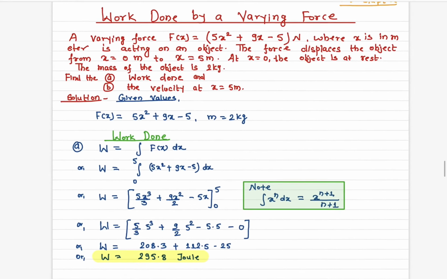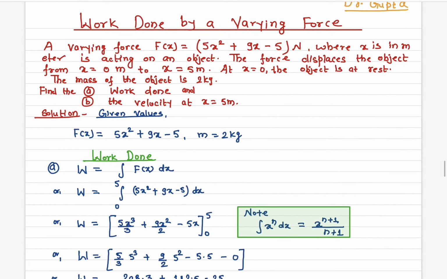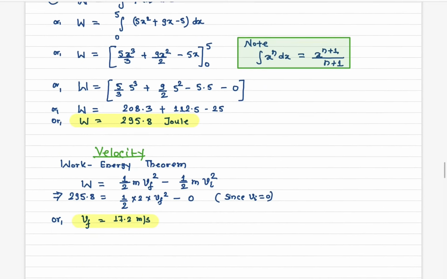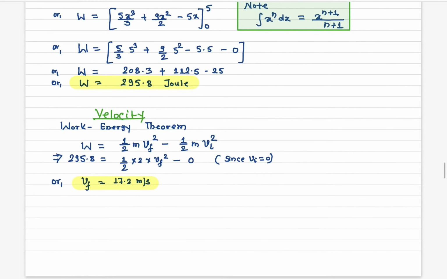The thing you need to remember in this problem is that we have used two very important concepts. The first is how to calculate the work done when the force is changing, the varying force. And the second thing we used is the work energy theorem. If we know the difference in the kinetic energy, we can calculate the work done, or if we know the work done, we can calculate the velocity.